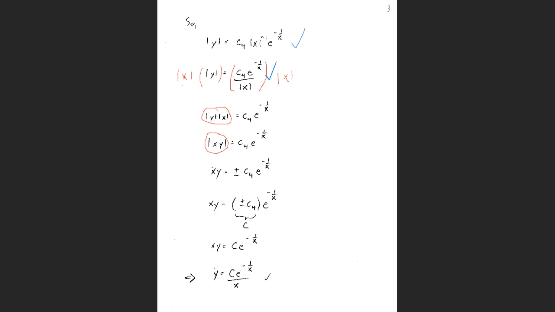And so that means that x times y has to equal plus or minus C4 times e to the negative 1 over x. That's what it has to equal. Now, what's going on there? Why is that true? Well, sometimes it helps to take a little analogy here.